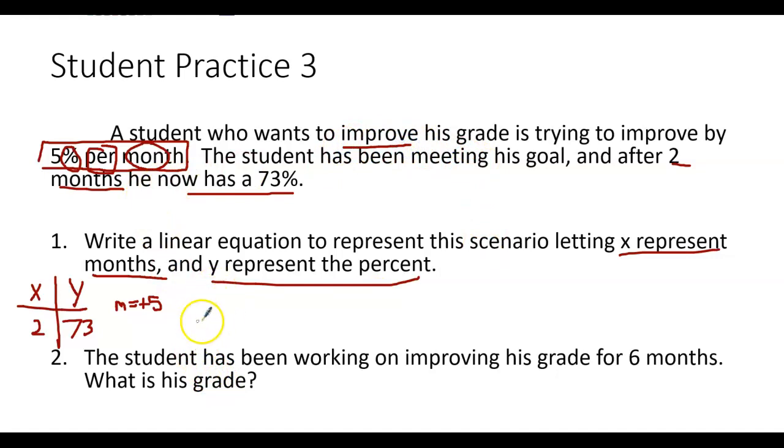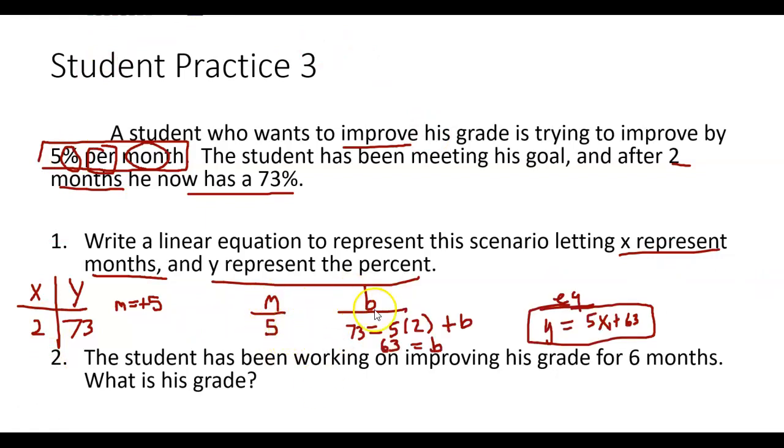Okay. Now go ahead and pause the video and find your equation using the three-step process. So our slope is 5. The y-intercept, I plugged in 73 for y, plugged in 2 for x, and 5 for m, solved for b, and I get 63. Now, the m, as you guys know, represents how much of a percentage increase the student wants every month. So 5% per month. The b, as I told you guys, represents a starting amount. So apparently this student's grade at the beginning of the story was 63%, and he wants to go up 5% per month.